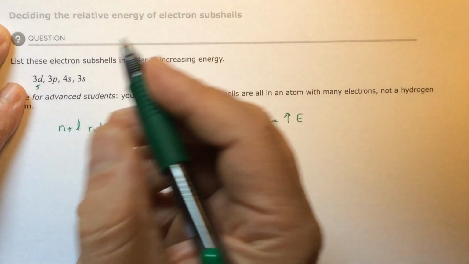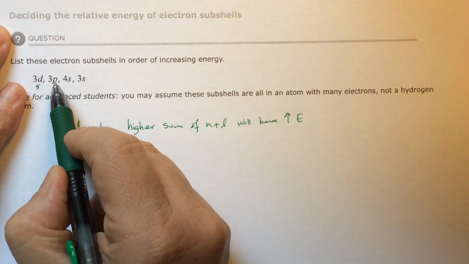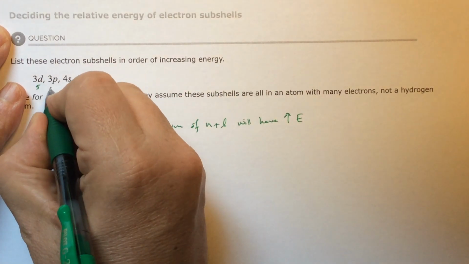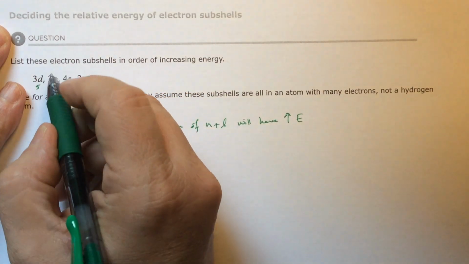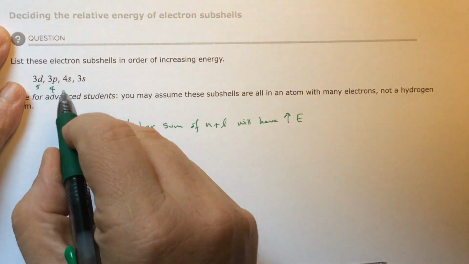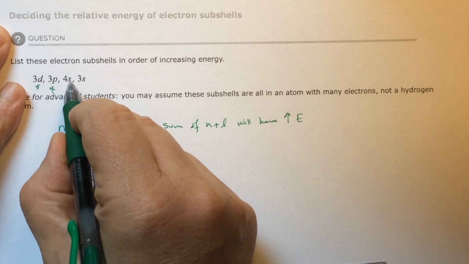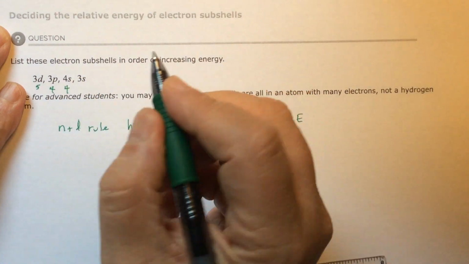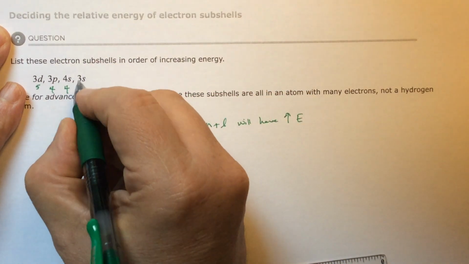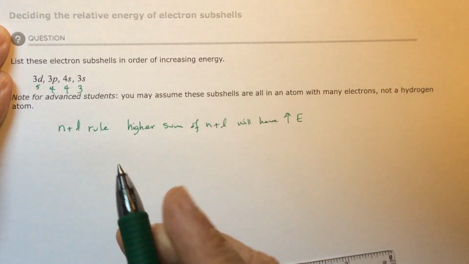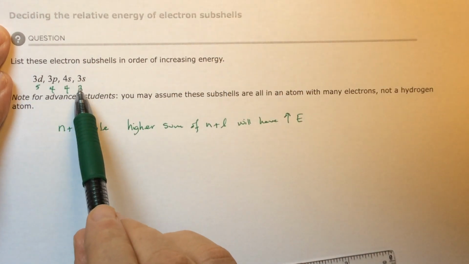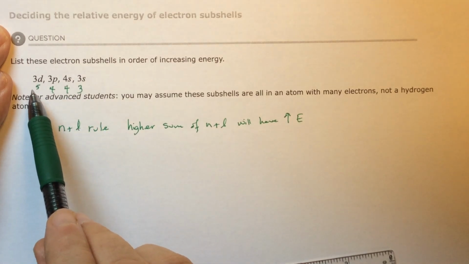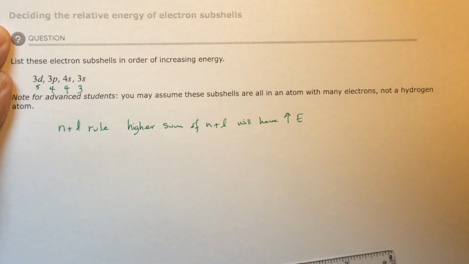The next one is 3P. S is 0, P is 1, so this is 3 plus 1, which is 4. 4S, S is 0, so this is 4 also. And 3S, S is 0, so this is 3. Well, I know that the lowest has to be 3S, the lowest energy. The highest has to be 3D, but I'm not sure about this 4S and 4P.